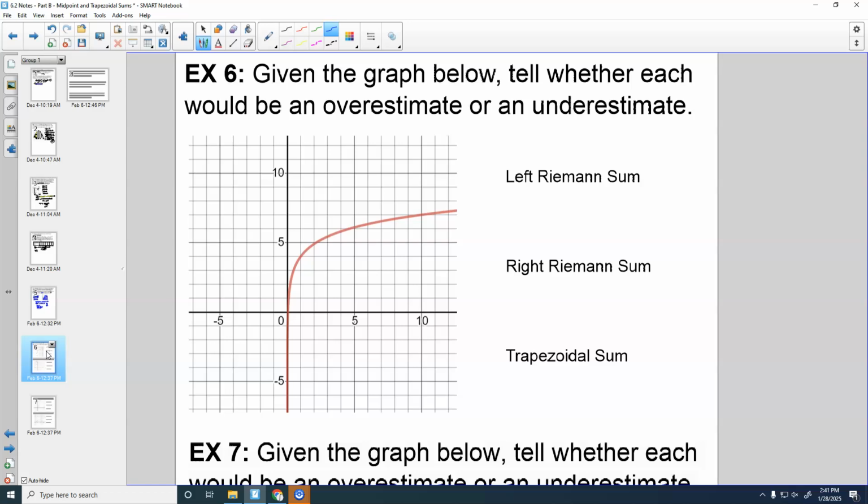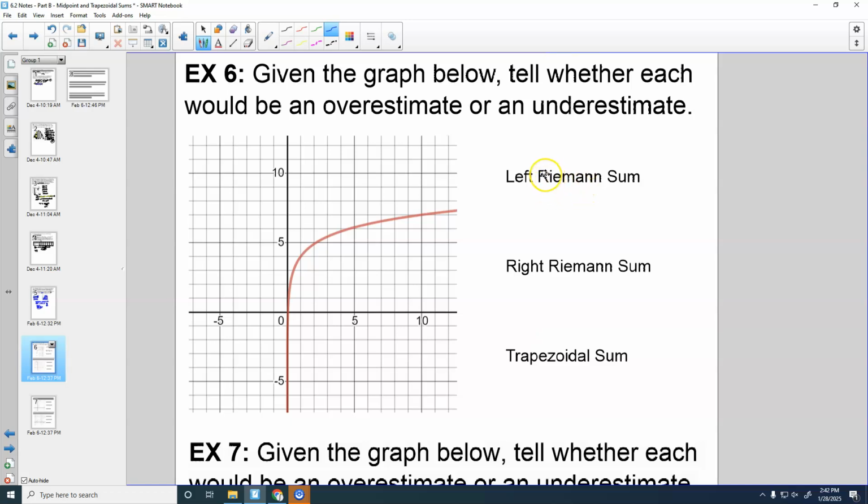So I have 4 different graphs here. I, on purpose, picked graphs that are increasing and concave down, increasing and concave up, decreasing and concave down, decreasing and concave up. I want us to look at what happens with a left Riemann sum, a right Riemann sum, and a trapezoidal sum. So I'm going to do the first one together, and then I'm going to let you guys look at the rest of those.